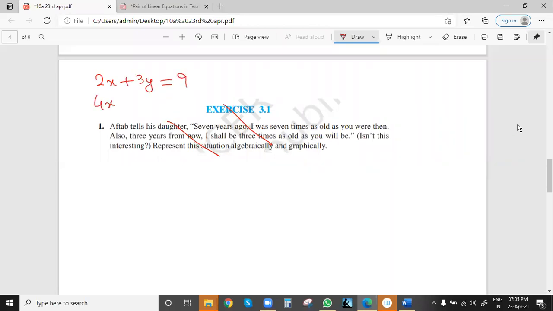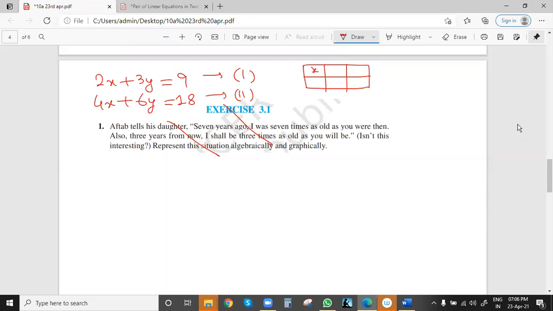Second one is multiplied by 2: 4x plus 6y equal to 18. So these are the two equations. We'll draw these now. We can make a table first to get 2 points. 2 points are required to represent a line because we have degree 1, so the graph will be a straight line.